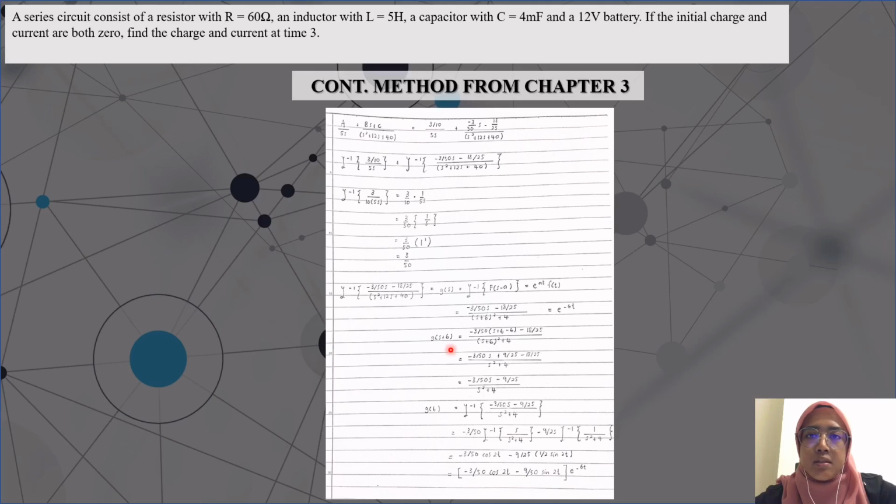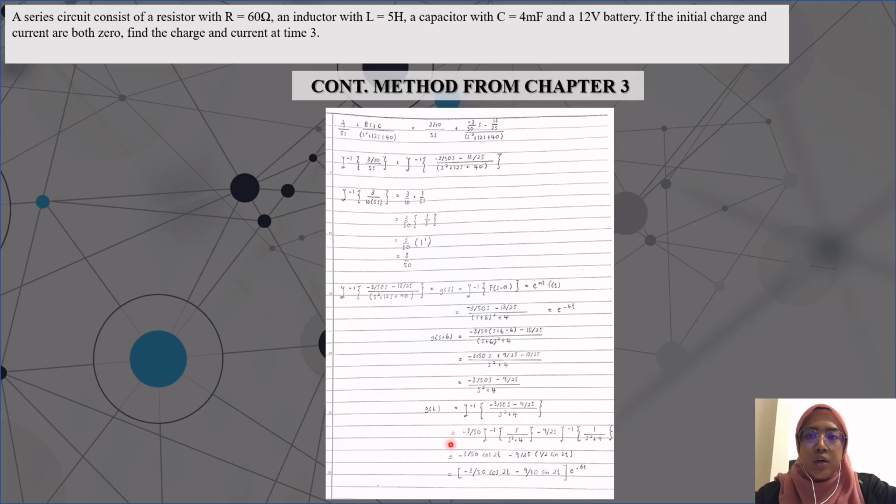Then we replace s with s plus 6 and negative s at the top and keep s plus 6 at the bottom, and we will get the equation like negative 3/50s minus 9/25 divided by s power of 2 plus 4. So after that, we know the value of g(t) equals the inverse Laplace of negative 3/50s minus 9/25 divided by s power of 2 plus 4.